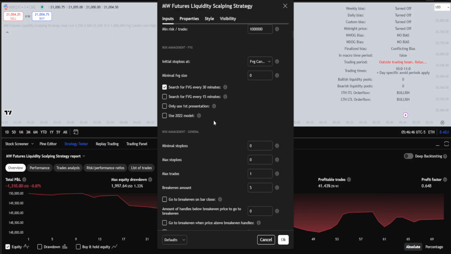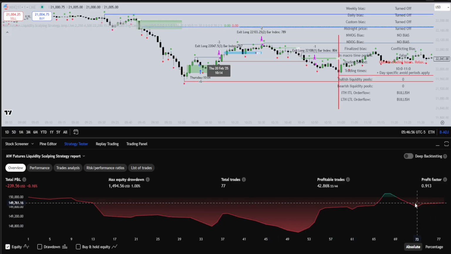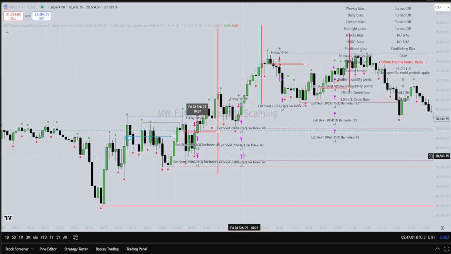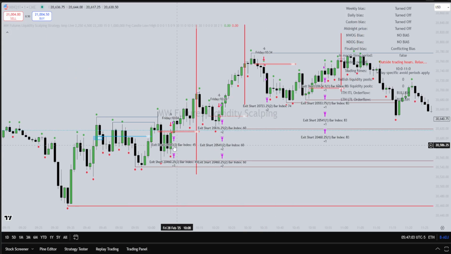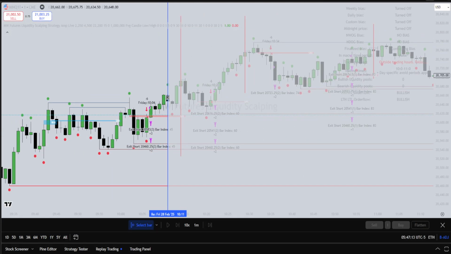Let's see what happens when we search for a value gap every 15 minutes. Okay, we see that that actually has a better potential result. So let's have a look at what happens at these losing trades. What we do see is that during this time we were actually bullish and we tried to short. So that's not ideal, I would say.